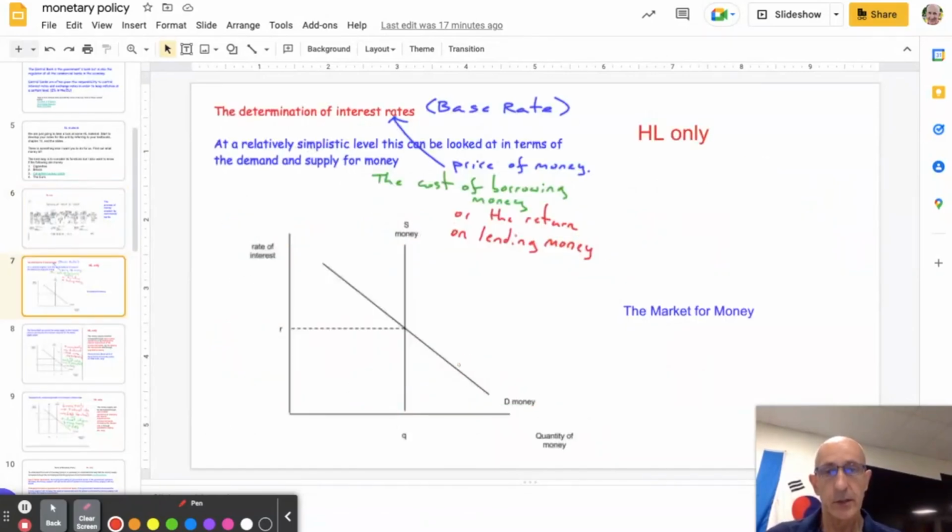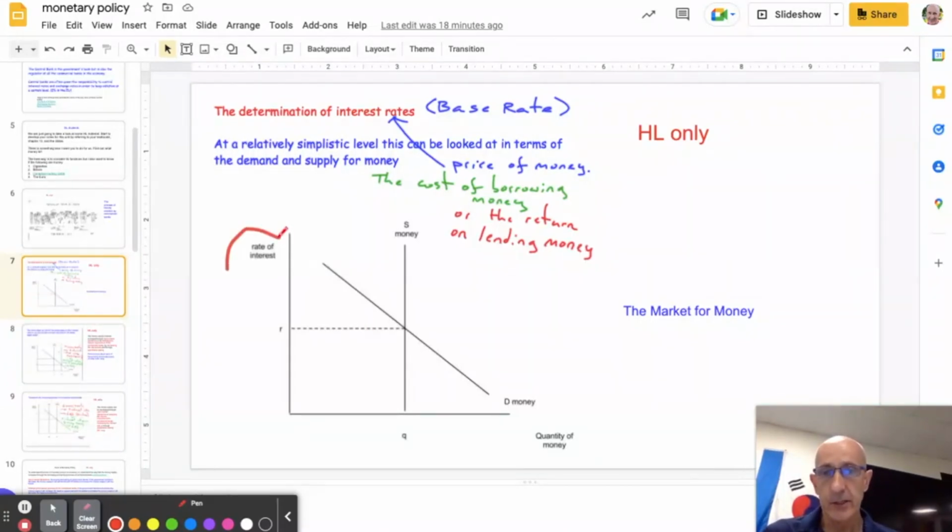So we can summarize all this, we use this diagram of the money market, the market for money, or the determination of interest rates. Interest rates are simply the price of money, or the cost of borrowing money, or the return on lending money. And we can look at the demand for money, the supply of money.